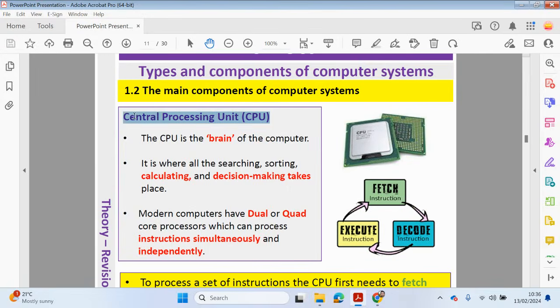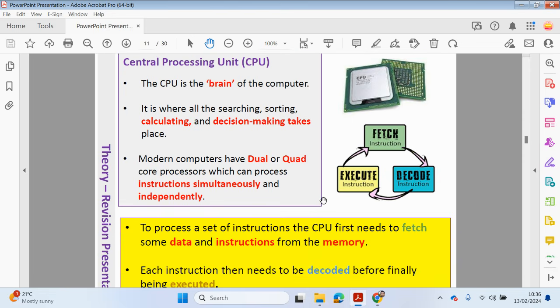We have briefly touched upon the central processing unit in a previous video. So we basically looked at it, and the CPU is the brain of the computer system. It's where all the calculating and decision making takes place. Most modern day computers have dual or quad core processors which can process instructions simultaneously and independently. So the CPU allows an instruction or data to be processed, decoded, and executed.